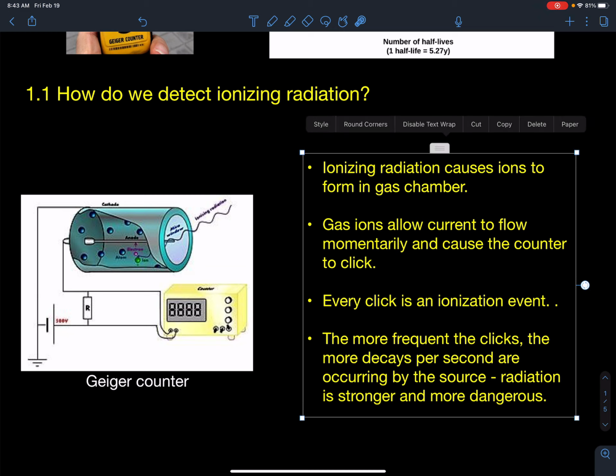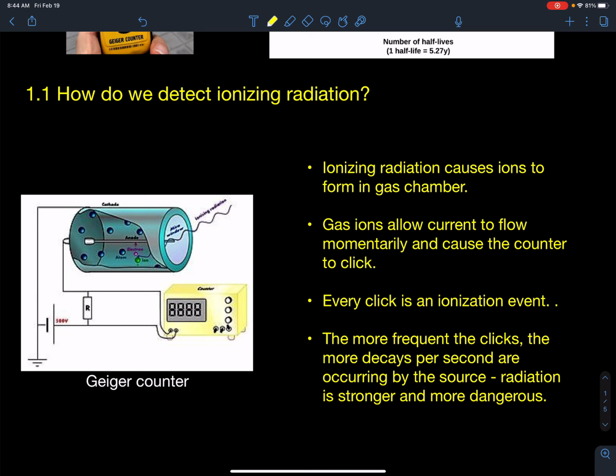Radiation is very nice to track things in medicine, so we're able to then track where medicine is going using Geiger counters by tracking the flow of radiation. So it's not all bad stuff.